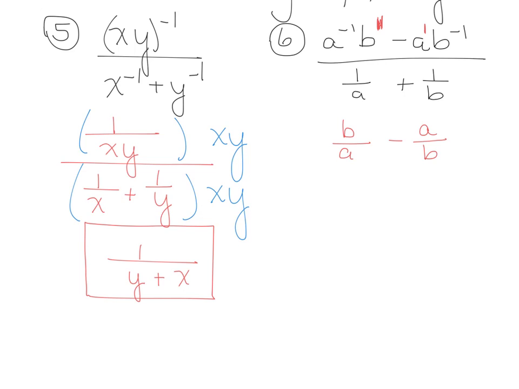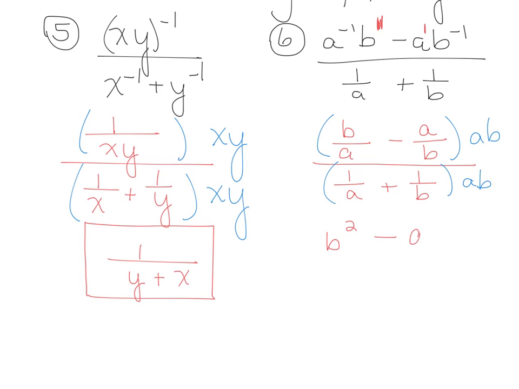I cannot tell you the number of times that I see students move both of them just because they see the negative, but you have to look at where that negative is connected to. So I'm just going to rewrite the rest of it, and then now very similar to the last one, we have an LCD of ab, and b over a times ab is b squared minus a over b times ab is a squared all over b plus a.